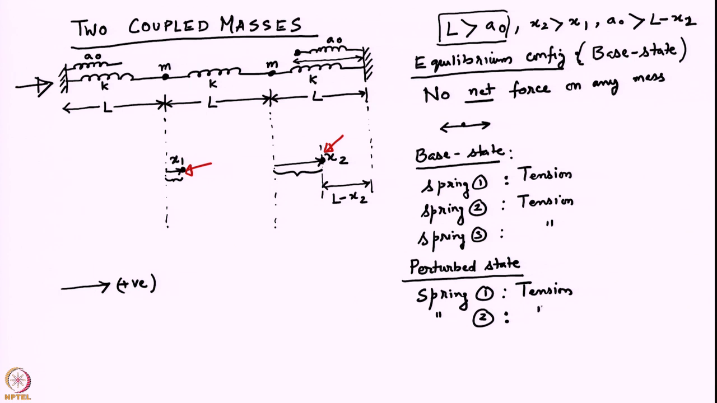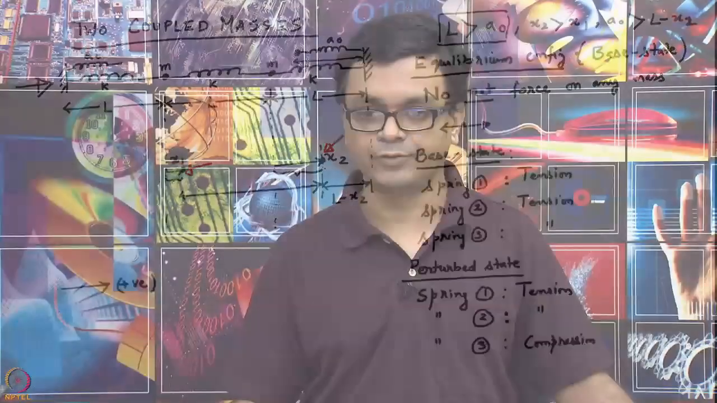is also in tension, that you can see, because now the distance between mass 1 and mass 2 is given by this much in the perturbed state, and this is more than L in the way I have drawn it. Spring 3, the way I have drawn it, is in compression, because spring 3 has been pushed beyond its rest length in the way I have drawn it.